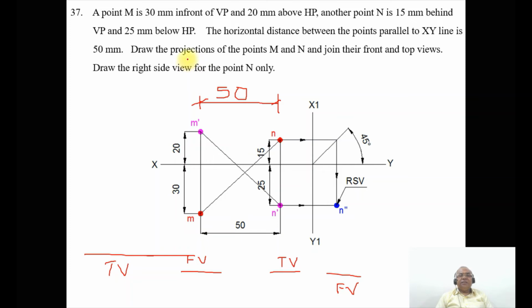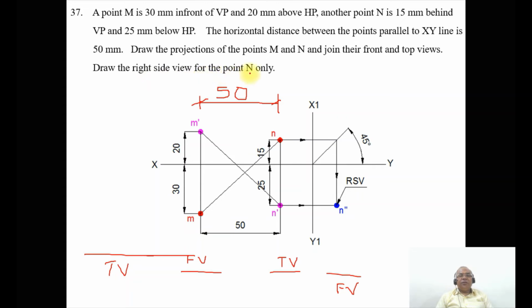And then he says, draw the projections of the points M and N and join their front and top views. Since M dash and N dash are the front view, join these two with a thin line. Similarly, in the top view, you join M and N by means of a thin line.